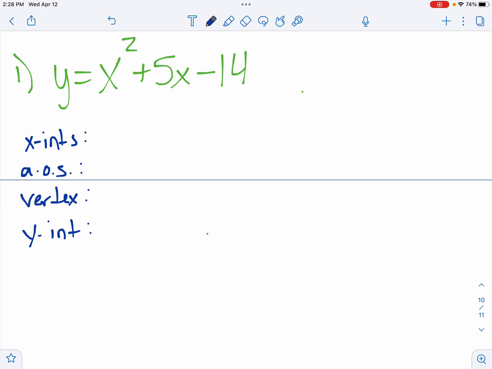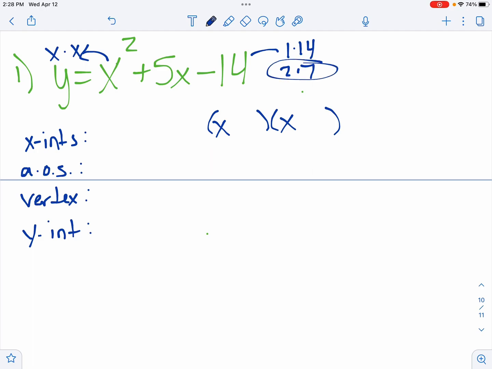So for this one, if I factor this, I'm going to draw my 2 parentheses, fill in x and x, because what times what is x squared? That'd be x times x. Now I need factors of 14. I have 1 and 14 and 2 and 7. 2 and 7 is how I'm going to get that 5 as the middle term.